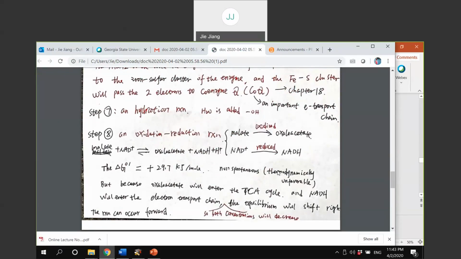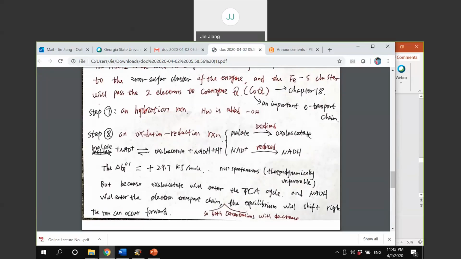So step 7 is a hydration reaction, in which you add a molecule of water to form the hydroxyl group and a hydrogen. Step 8 is another oxidation-reduction reaction. This time we do use NAD+. The NAD+ is reduced to NADH, and the malate is oxidized to oxaloacetate. This oxaloacetate will enter another cycle of the citric acid cycle.